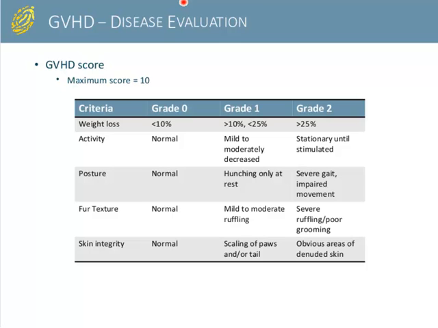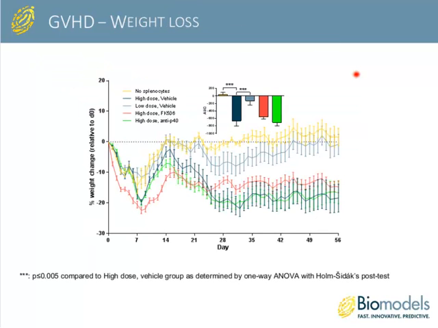All of those are scored individually on a scale of 0 to 2, 0 being normal, 1 being moderate, and 2 for severe. And then they're all summed together, so you get a composite score from 0 to 10. Okay, so here's some data, and I'll just talk through this graph quickly, and then I'll go through the GVHD and survival graphs, which all have the same sort of setup.